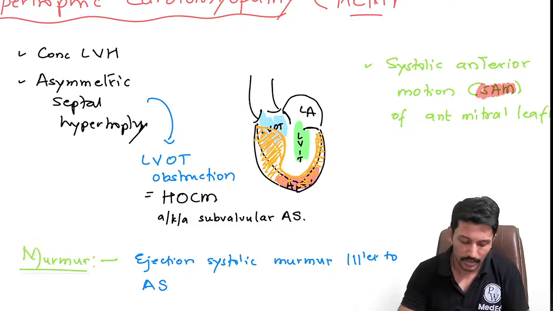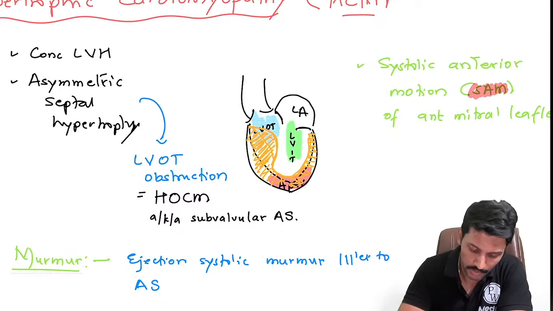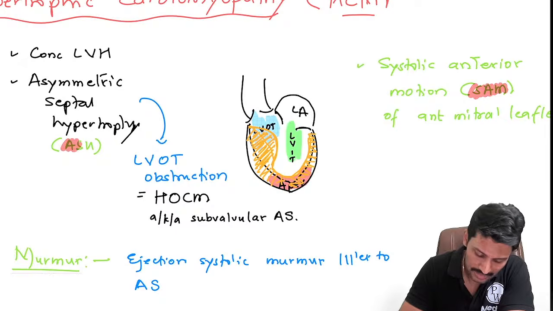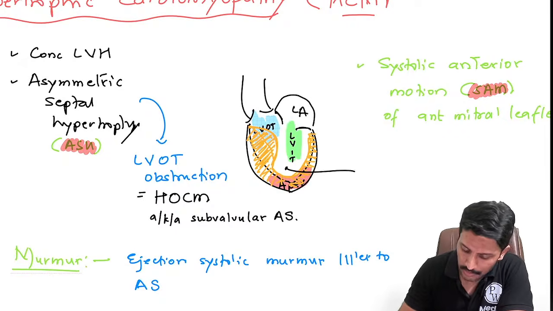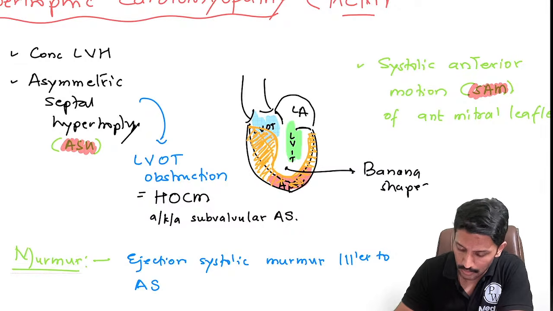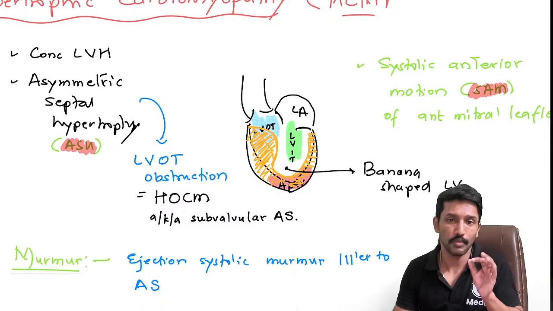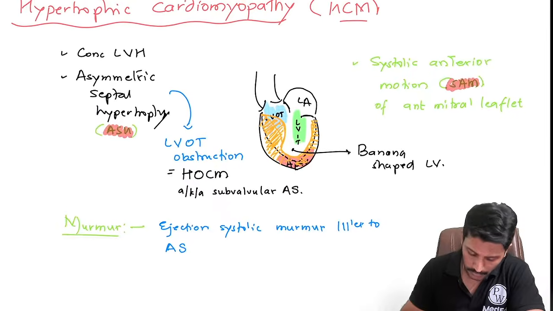So if they're talking about asymmetric septal hypertrophy, usually abbreviated as ASH, or if they are talking about SAM, or sometimes because of this asymmetric septal hypertrophy, the LV becomes banana shaped. So if they are talking about a banana shaped left ventricle, the question is about HOCM or hypertrophic cardiomyopathy. What extra points do I want you to know?